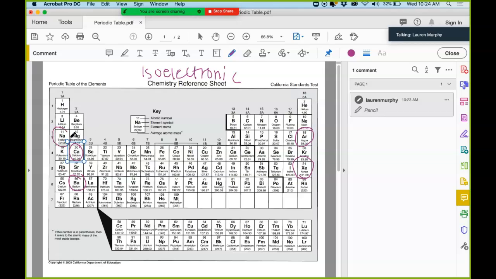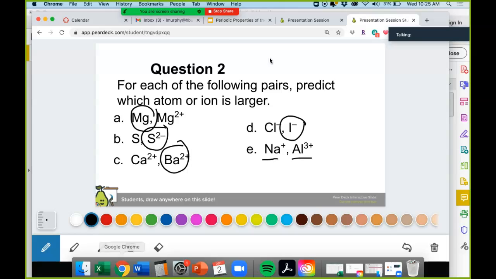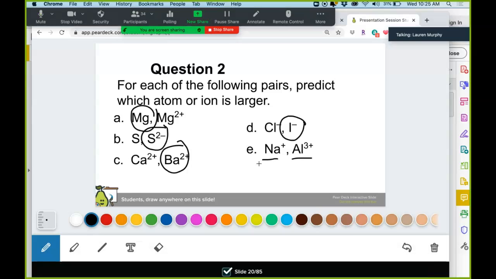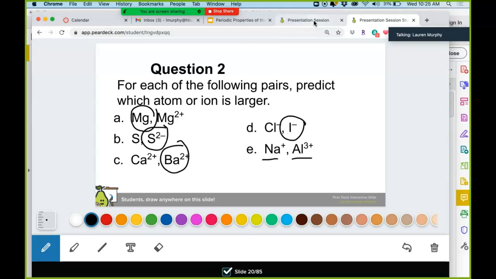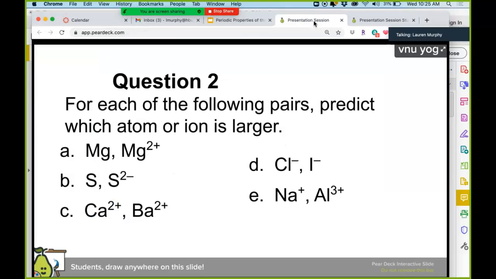So here's sodium, here's aluminum. When sodium loses 1 electron, it becomes isoelectronic with neon. When aluminum loses 1, 2, 3 electrons, it becomes isoelectronic with neon. So this sodium +1 cation and this aluminum +3 cation are isoelectronic with each other. So this isn't a trick question, but I'd like you to draw with me.